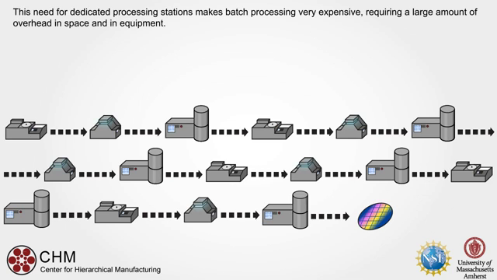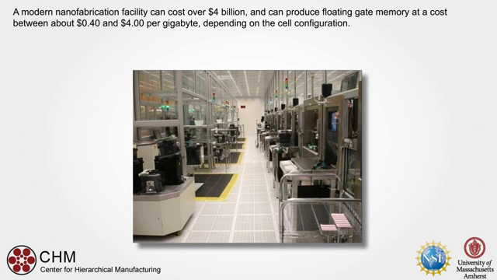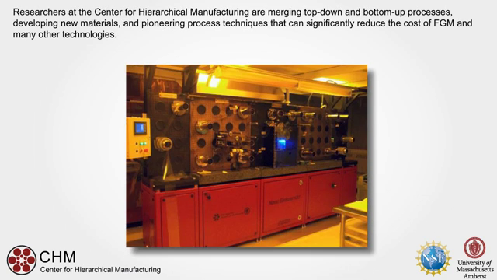This need for dedicated processing stations makes batch processing very expensive, requiring a large amount of overhead in space and in equipment. A modern nanofabrication facility can cost over $4 billion and can produce floating gate memory at a cost between about 40 cents and $4 per gigabyte, depending on the cell configuration. Researchers at the Center for Hierarchical Manufacturing are merging top-down and bottom-up processes, developing new materials, and pioneering process techniques that can significantly reduce the cost of FGM and many other technologies.